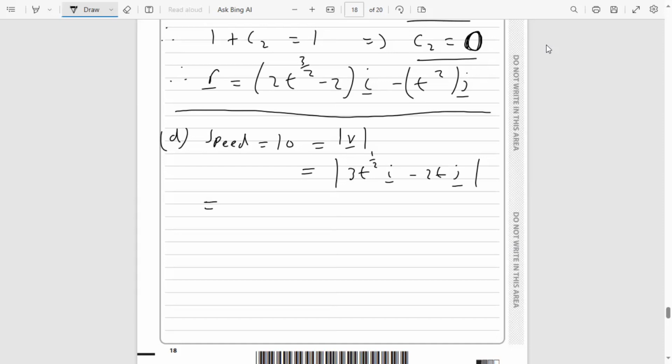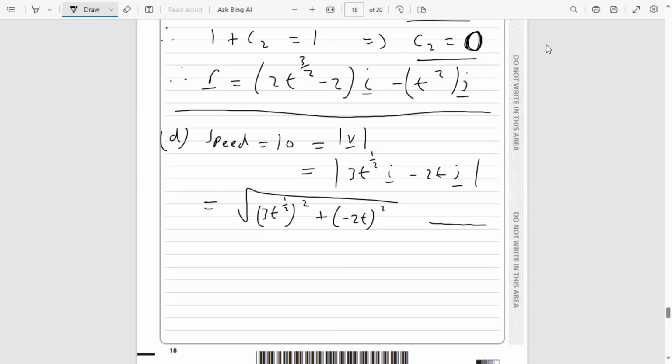So we want to do Pythagoras. Remember, Pythagoras: a squared plus b squared is c squared. So that means our c, which is essentially our speed, is the square root of this I component squared plus the j component squared. So speed is the square root of 3t to the half all squared, plus this j component -2t all squared. Technically, we should include the minus sign. When you do Pythagoras, it doesn't matter whether you include the minus sign or not, because when you square a negative, you get a positive. But technically, we'll just include the minus sign.